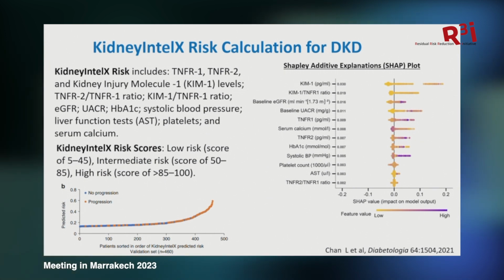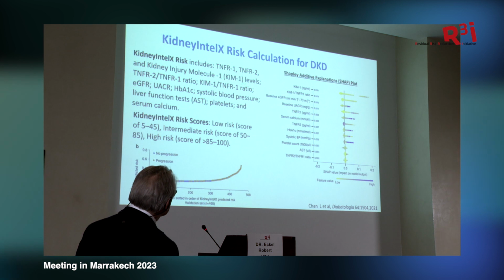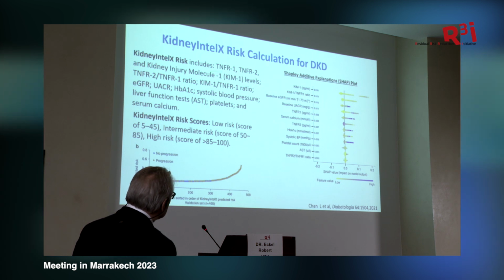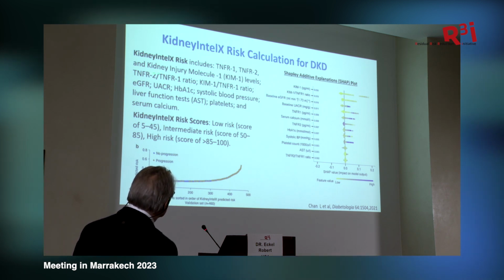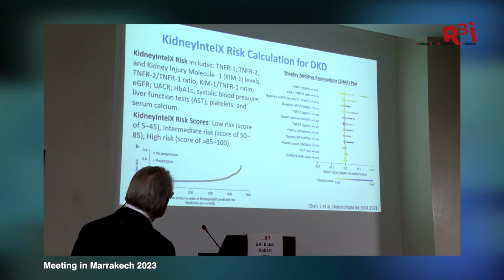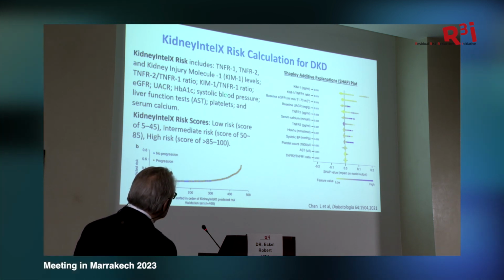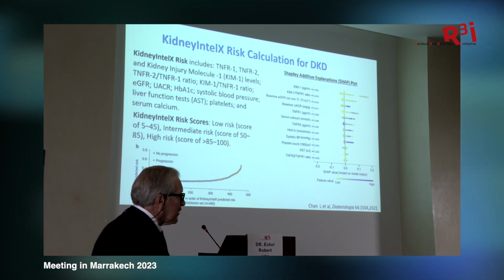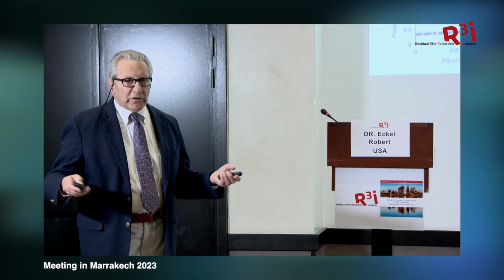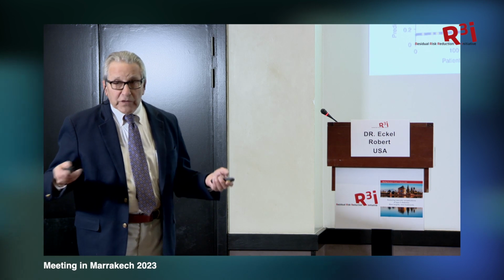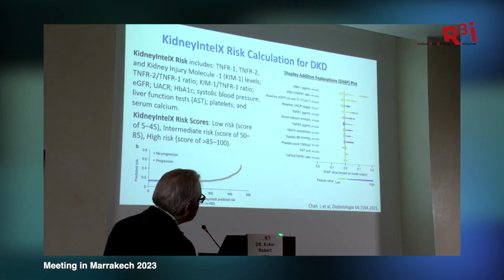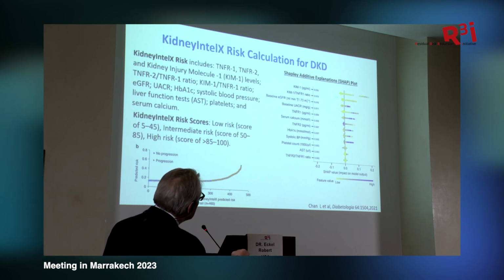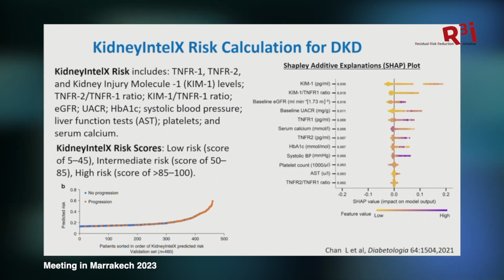What we have here are a series of variables, including both TNF-alpha receptors, kidney injury molecule 1 or KIM-1, and ratios. I don't like ratios, I'm sure you don't either, but ratios are part of this. Also eGFR as usually calculated, UACR, hemoglobin A1c, systolic blood pressure, liver function tests, specifically AST, platelets, and serum calcium. Now this looks like a grocery store shopping experience, but the model is based on these components. And here you see the relative contribution, from low to high, of these components using the Shapley additive explanation plot.